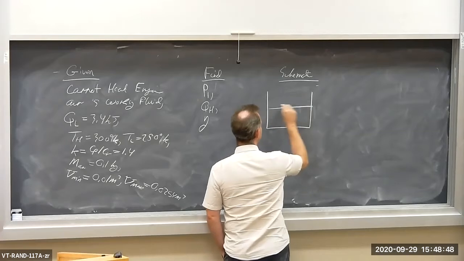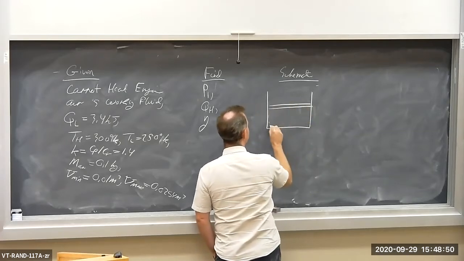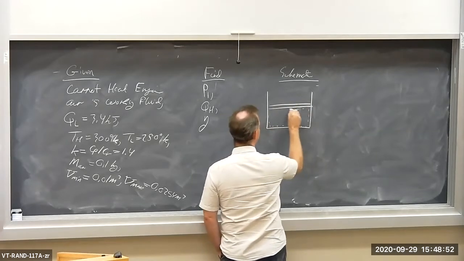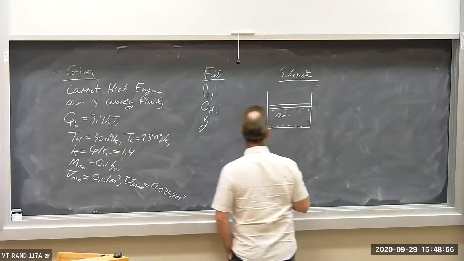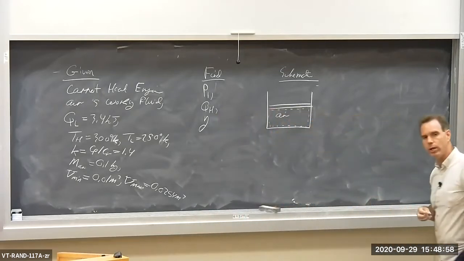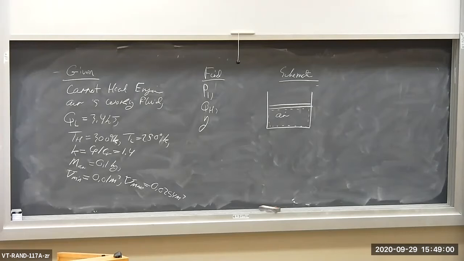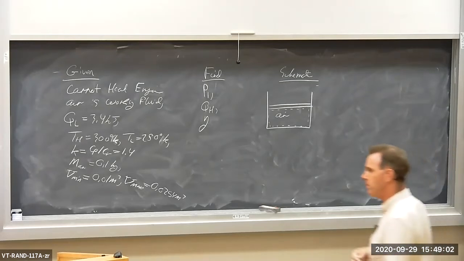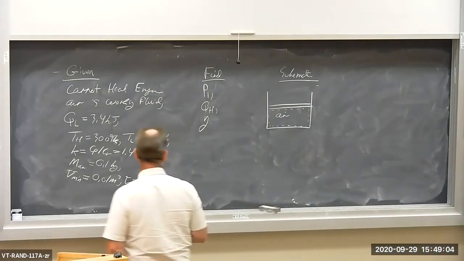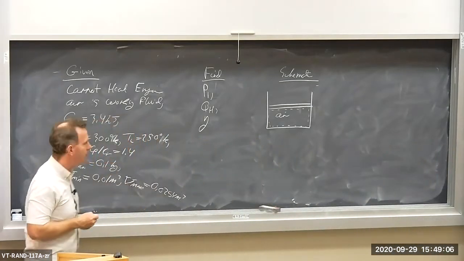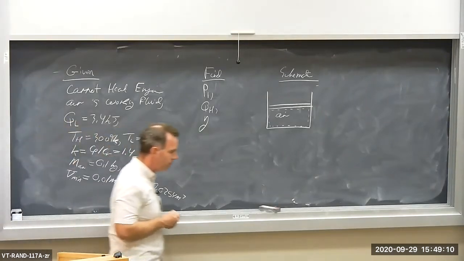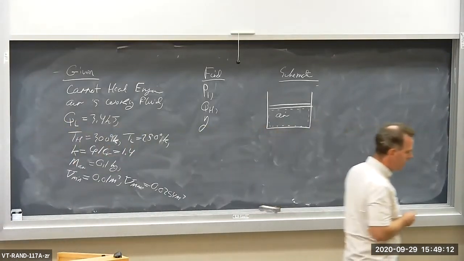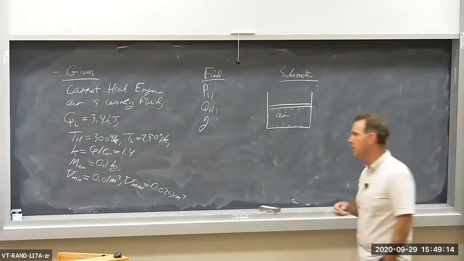Here's our piston. And the working fluid inside of the Carnot heat engine, our piston cylinder device, is going to be air. Okay? So air is the working fluid. It could be H2O, could be water vapor, it could be some other material, nitrogen, carbon dioxide. We're going to be using air as our working fluid. The heat received from the low temperature reservoir is 3.4 kilojoules.